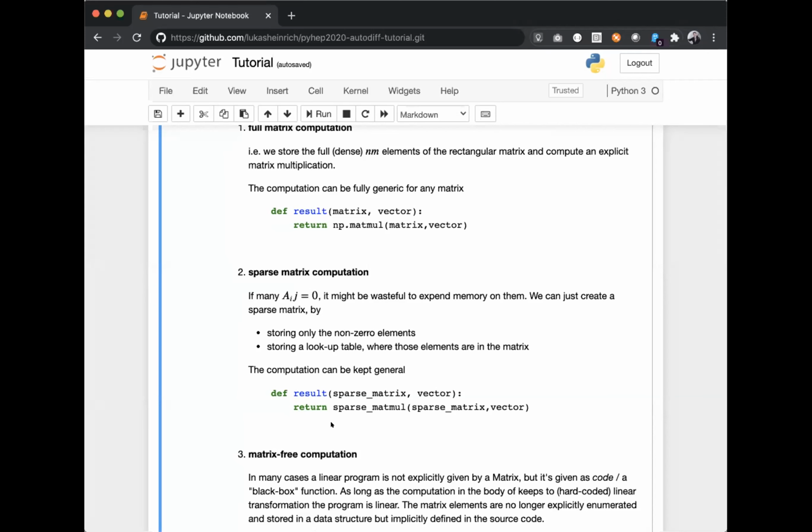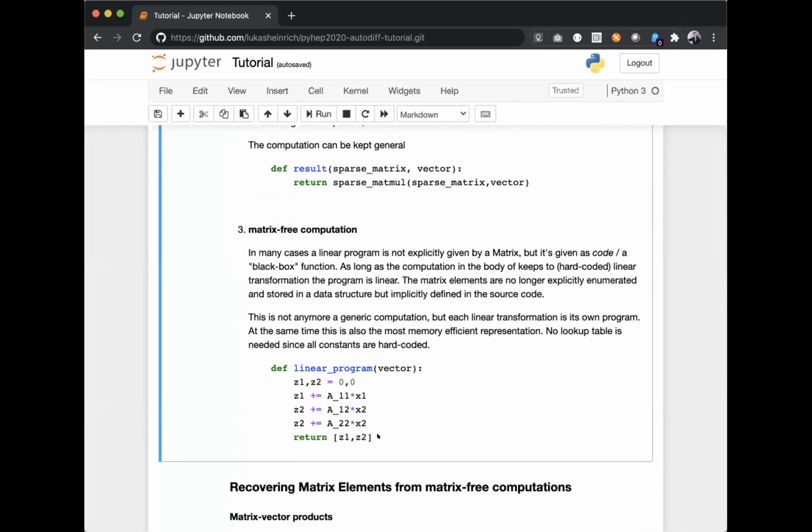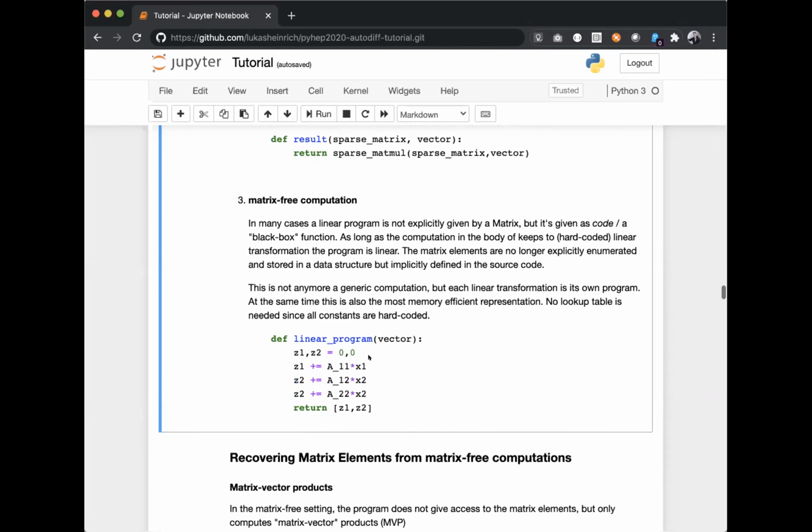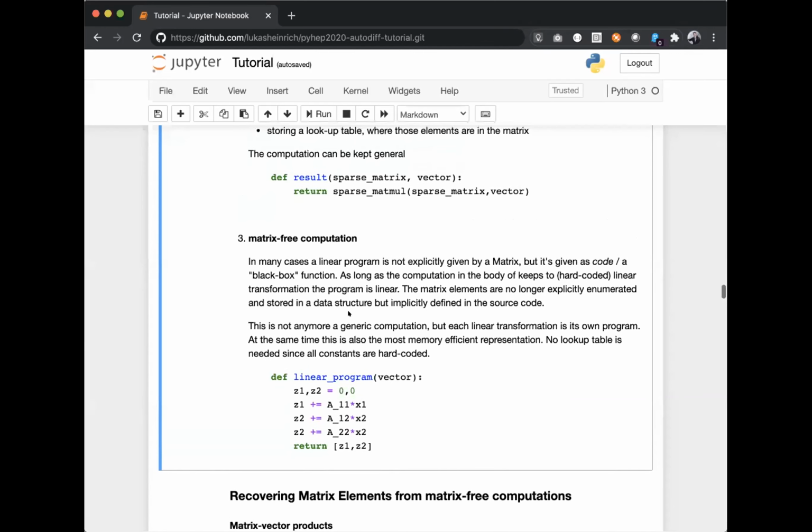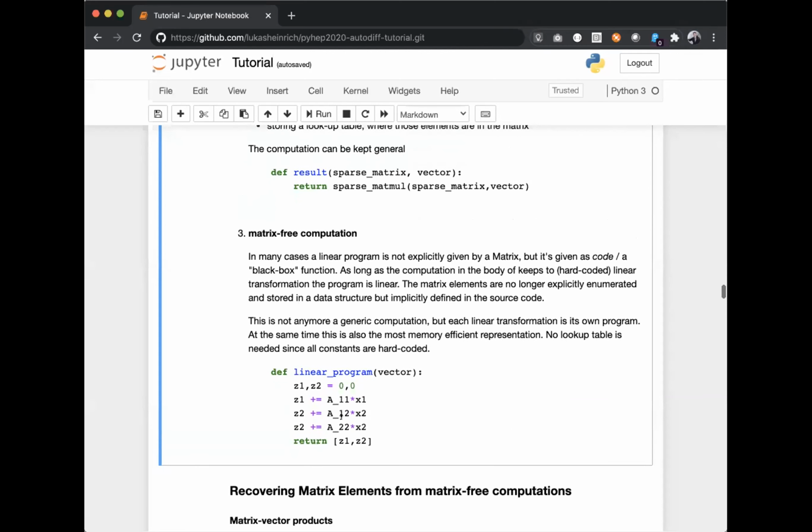This is basically where we kind of hard code the linear transformation. This is usually the case in which we have most of our programs. So even if we have programs where, in principle, we could have some kind of coefficients, oftentimes we actually write it out as code. And then we don't really have access to the individual matrix elements, but we can only compute these matrix vector products where you put in the vector and then it implicitly does the linear transformation and outputs an output vector.